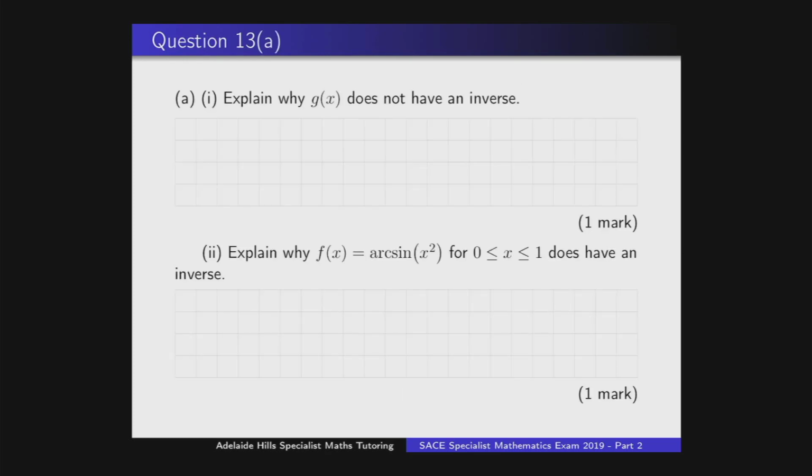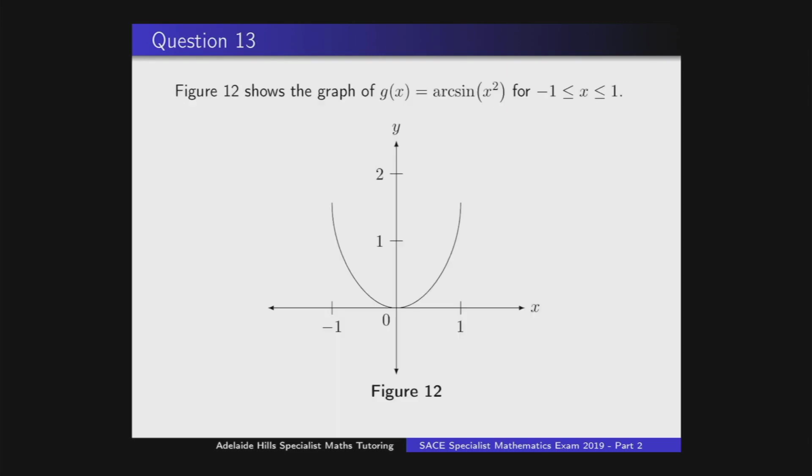Okay, now part A had 2 parts, and the first one was explain why g of x does not have an inverse. Okay, so why does g of x not have an inverse? If we go back to the previous page, what an inverse means is, if you've got some function, say in this case g is a function of x, for any value of x in the range from -1 to +1, we can find a value of the function. So if you take any point along the axis here, you can go up and it meets just a single point. Okay, so that's a single valued function.